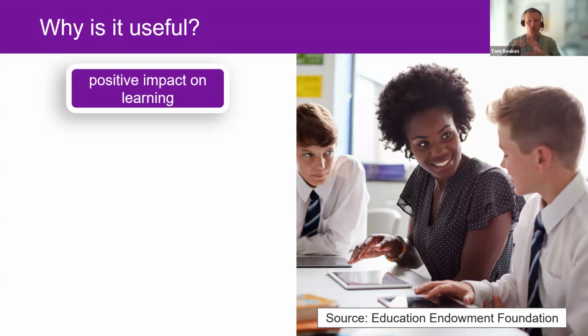And they also found that it was useful across age groups. So it was useful in primary and secondary, although they did find it was more impactful at primary and early years than at secondary, although it was still very impactful.